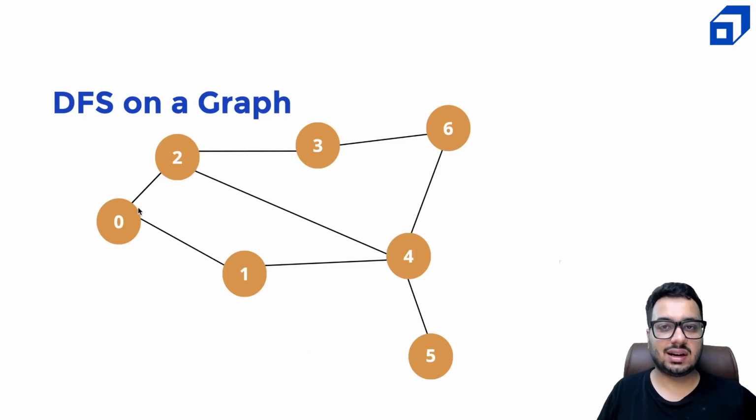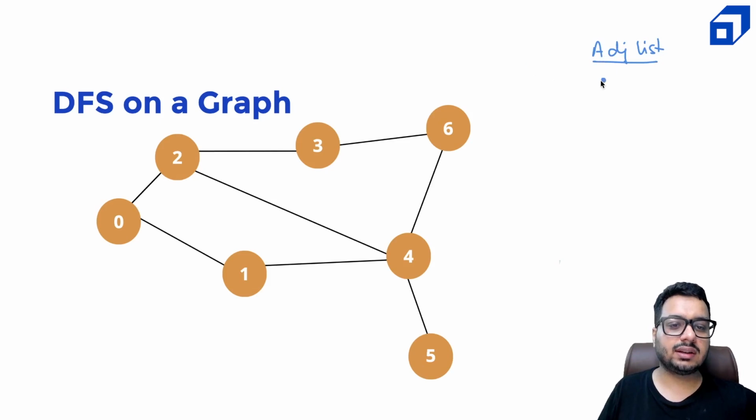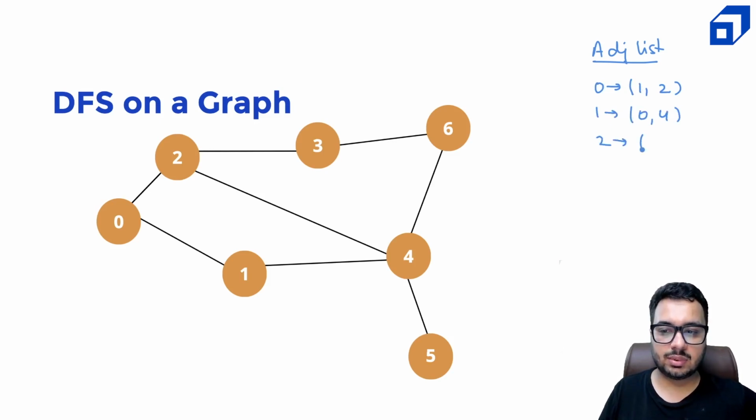Let us try to understand with the help of this graph how DFS will actually work. Let me draw the adjacency list as well. That will be the input, and that is how the graph is actually stored. With 0 we have the neighbors 1 and 2. With 1 we have the neighbors 0 and 4. With 2 we have the neighbors 0, 3 and 4.